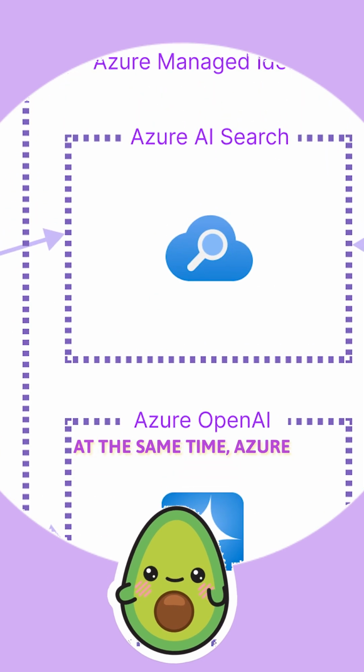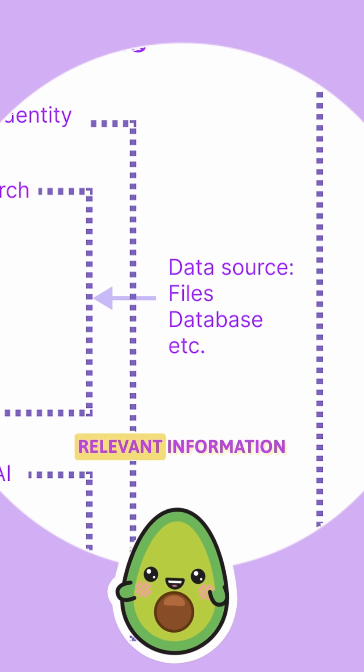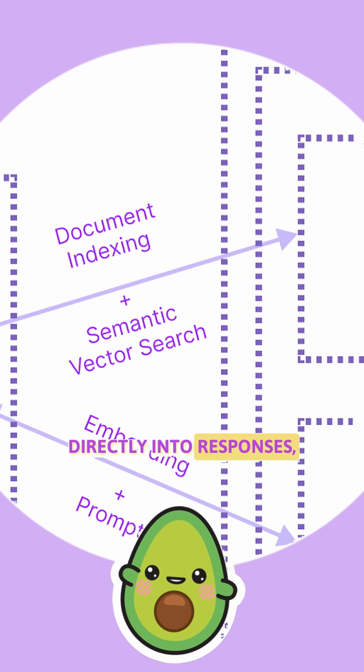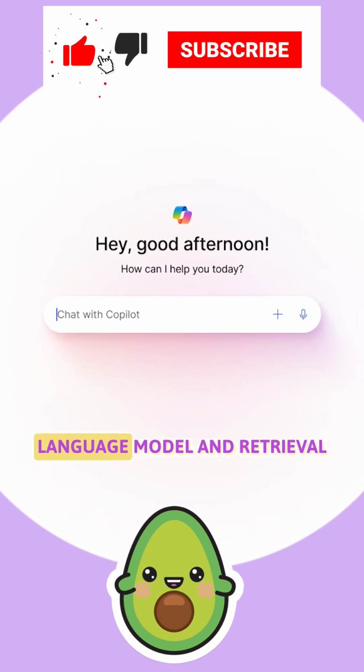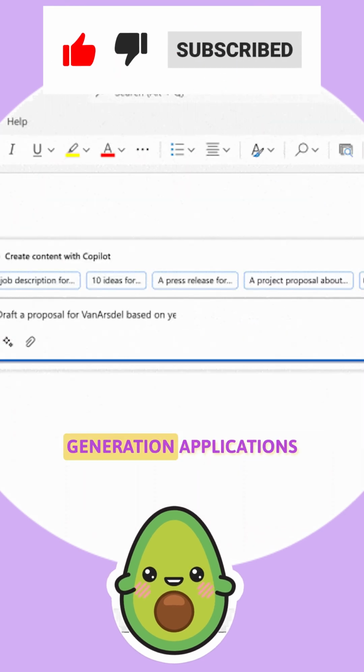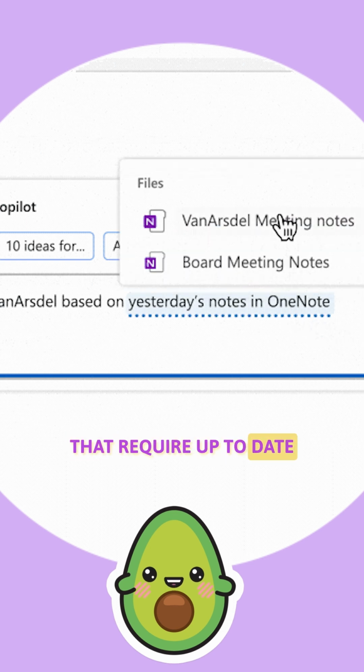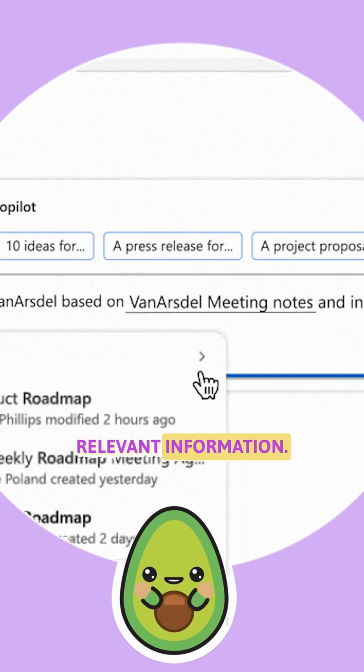At the same time, Azure AI Search integrates relevant information directly into responses, adding a powerful retrieval layer. This is ideal for large language model and retrieval-augmented generation applications that require up-to-date, contextually relevant information.